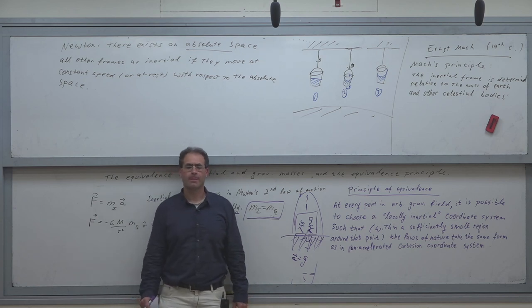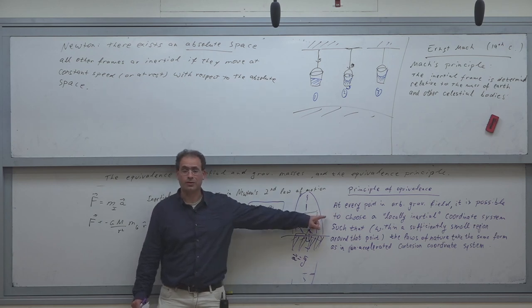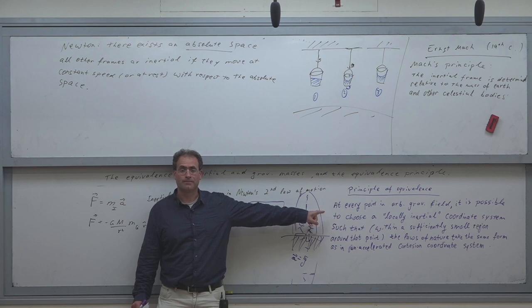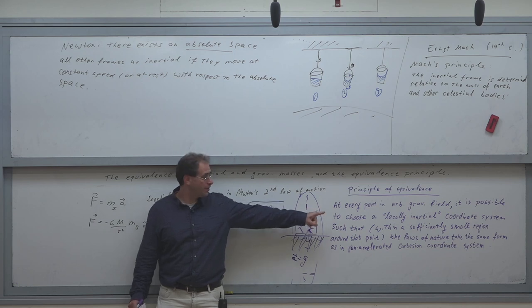You can tell what is the type of the force. Can you? No, you can't. You cannot, exactly. That's what it means. That's exactly what's written on the board. You cannot tell. If you don't look outside, you cannot tell. That's the meaning of this principle, the equivalence principle.